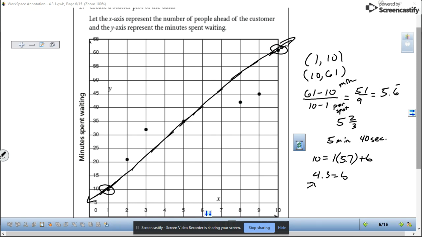And since we drew the line, right, then we need to be aware that it may not be a perfect fit for a data set, because obviously this would really be the first point, 0, 0. Okay, because if you don't have anybody in line in front of you, you're not going to have to wait. Okay, so it's a relative fit for the data. It's not necessarily a perfect fit for the data. And you have to think about what that means in context.